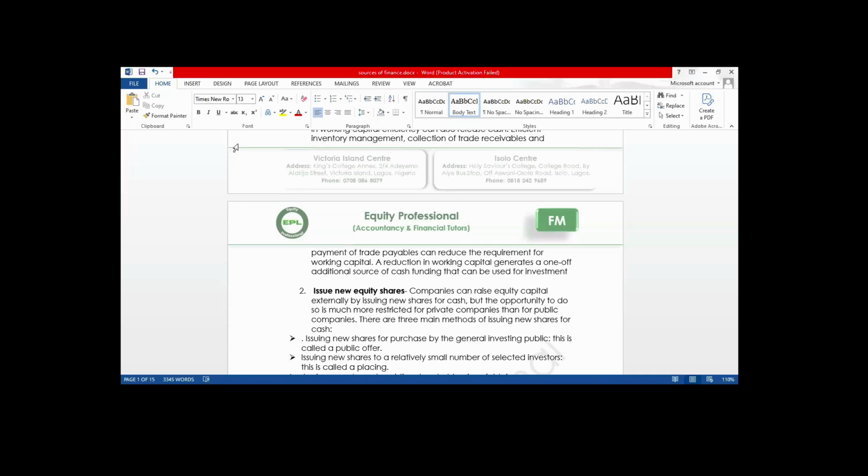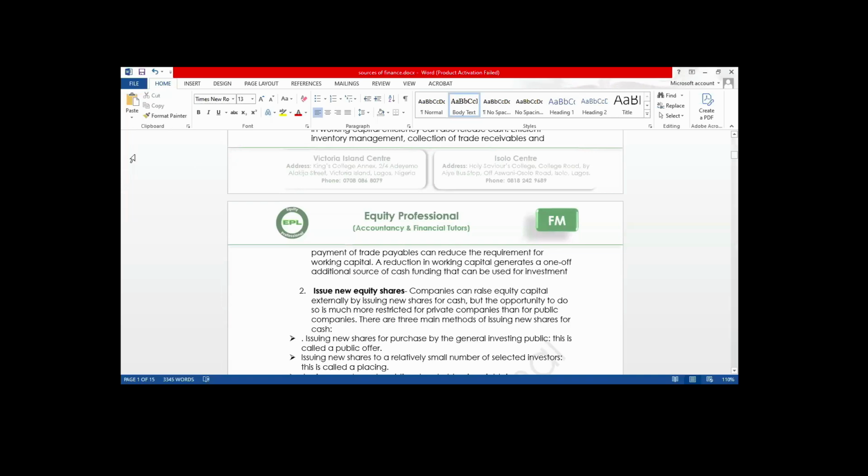So, in summary, if you find yourself in a company where you have to deal with inventory, trade receivables, and trade payables, you must be able to manage those components very well. Otherwise, you are going to tie your money down.